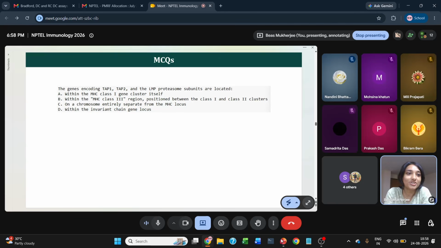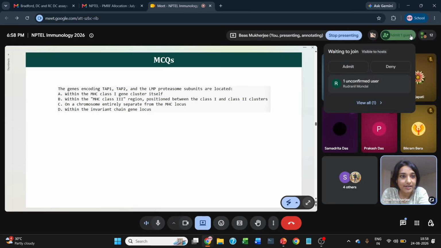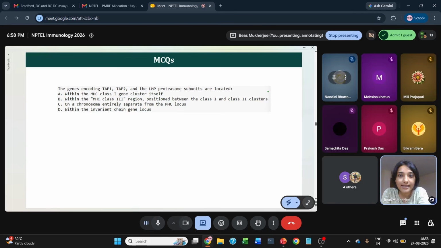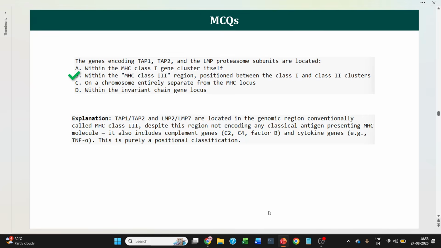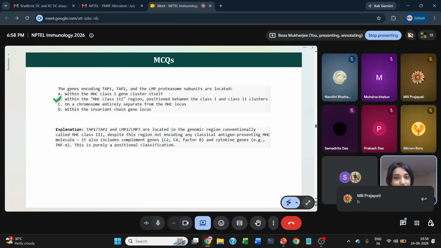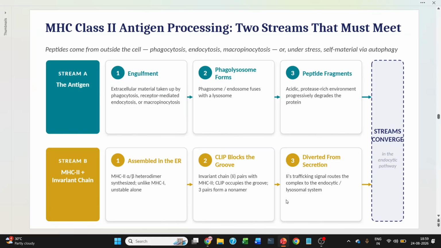And that way the peptides will be able to bind to the cleft. Now, the genes encoding TAP1 and TAP2 and LMP proteasome subunits are located in... Exactly. Yes. They are located in the class 3 segment of the MHC.